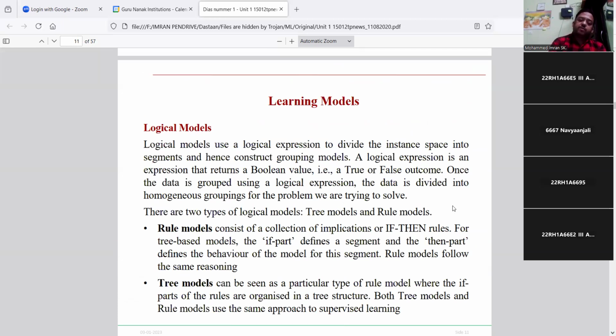Okay, the logical models use logical expressions to divide the instance space into various segments and also construct the grouping models. Okay, so logical expression.